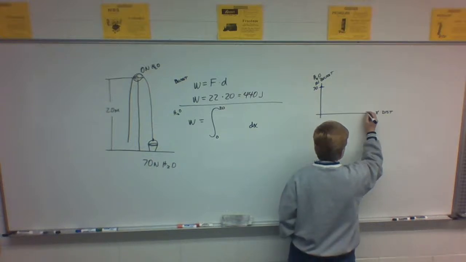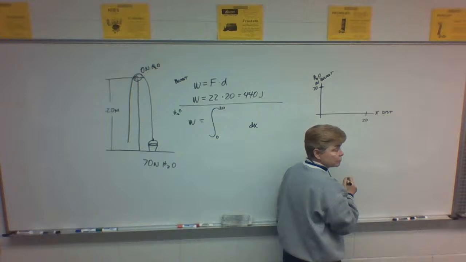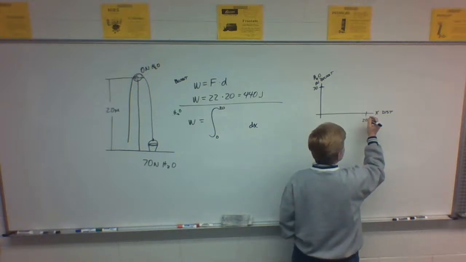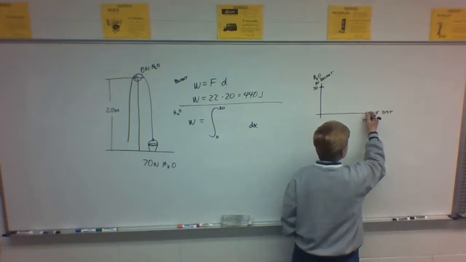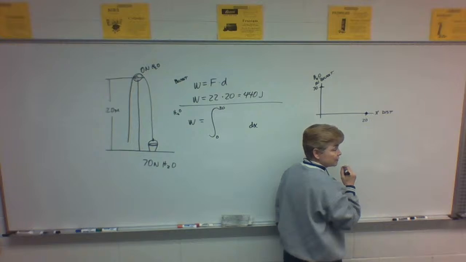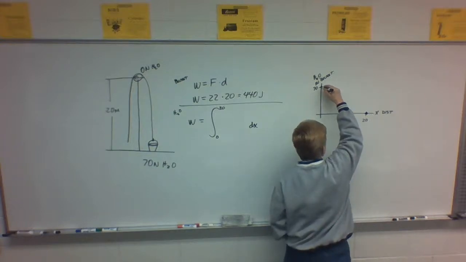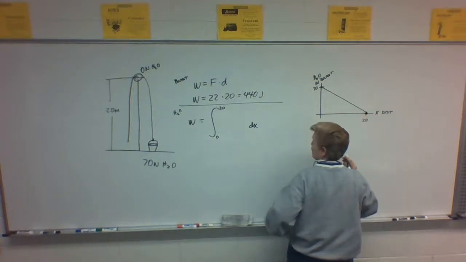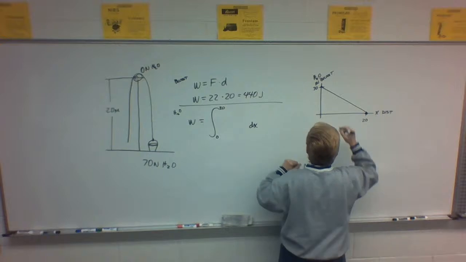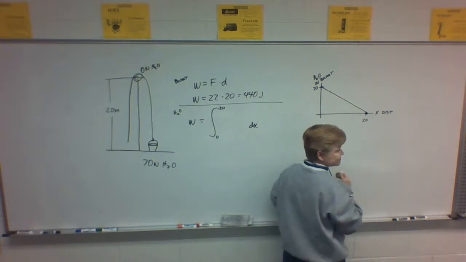Because at 20 there's no more water in the bucket, so it'll intercept at 0. Right? If I go out 20 on this, then how much water is in the bucket? None. 2 points make a line. Okay. The question is, this integral wants to find this area.